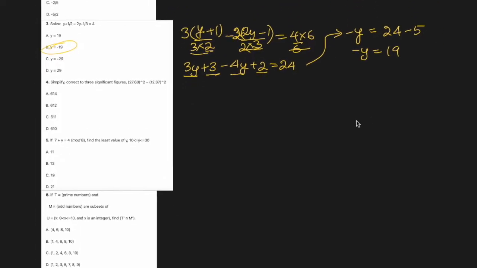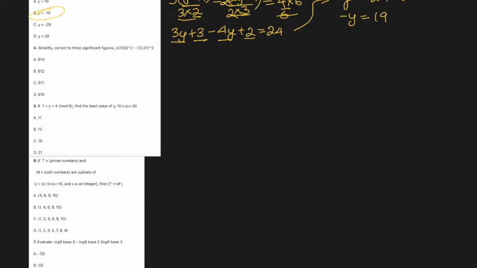Question number 4. Correct to 3 significant figures. Simplify this. Since both of them are squares, it is 27.63 squared minus 12.37 squared. This is the difference of squares, and for difference of squares we have this identity: (a plus b)(a minus b). So you can use your calculator straight away, but you can use this identity also.